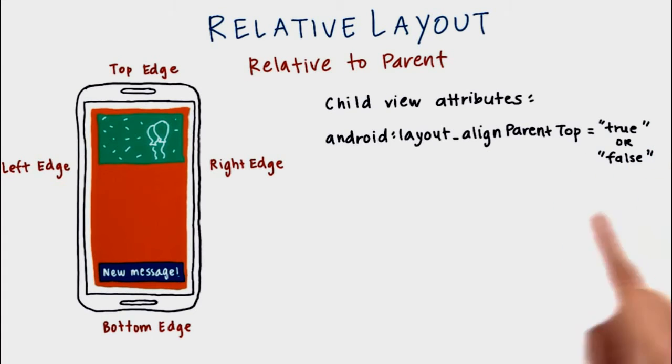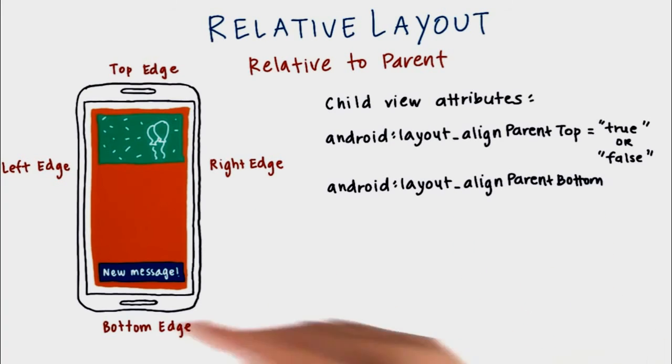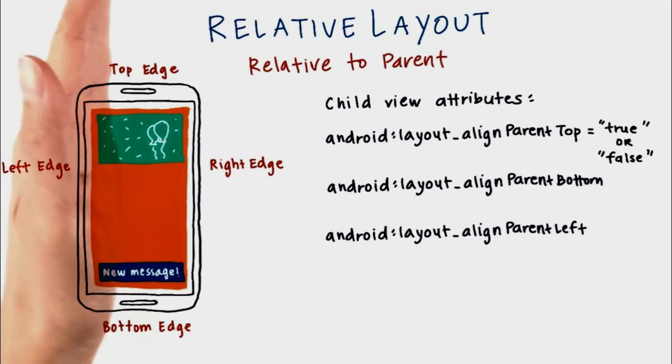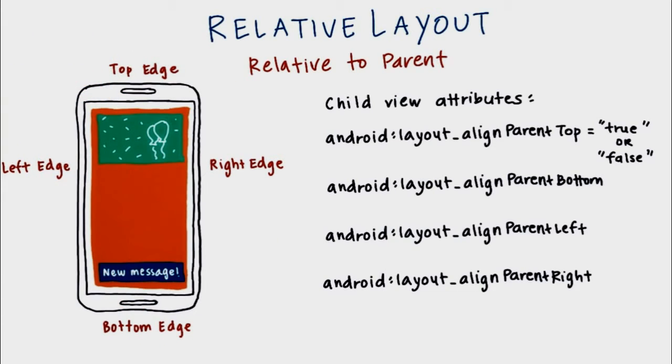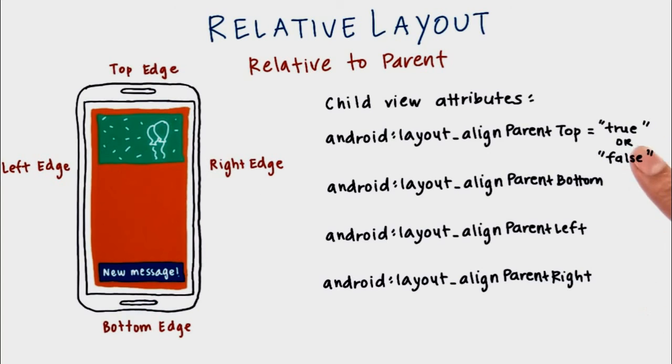If it's true, then the view should be aligned to the parent's top edge. If it's false, then it shouldn't be aligned. There are attributes for all the other edges as well. For example, alignParentBottom for aligning to the parent's bottom edge. There's alignParentLeft for aligning to the parent's left edge, and then there's alignParentRight for aligning to the parent's right edge. You can mix and match and use multiple of these attributes at a time.